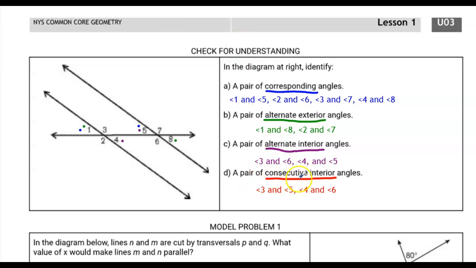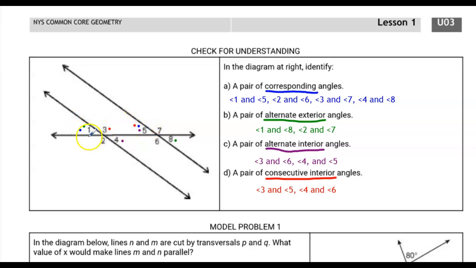And last but not least, consecutive interior angles, we could have identified that angle 3 and angle 5 are consecutive interior angles because consecutive means they're on the same side of the transversal and interior means they're between those two parallel lines. Now, I want you to notice I used angle 5 in a lot of my examples.